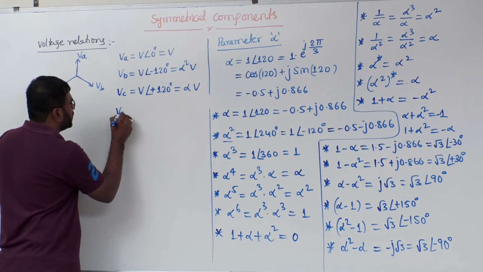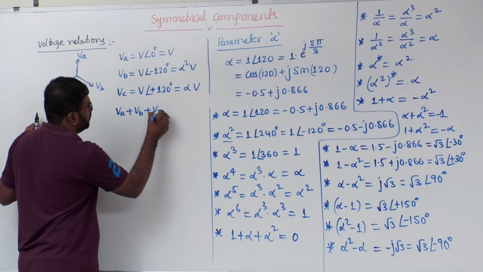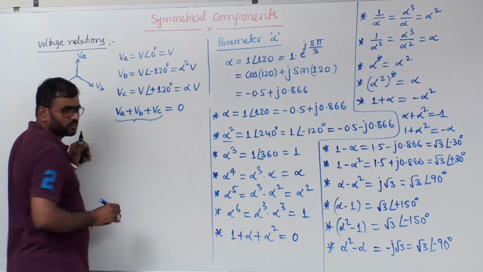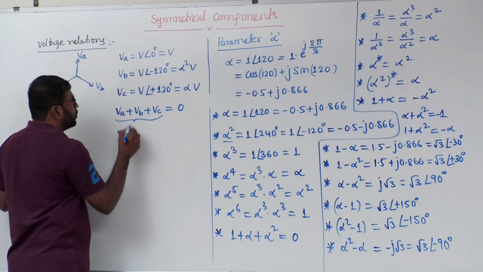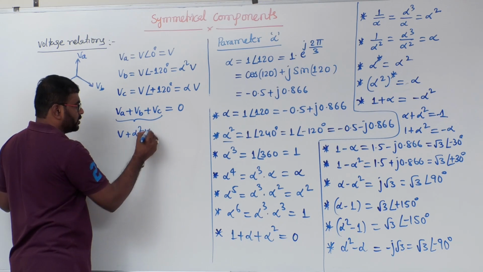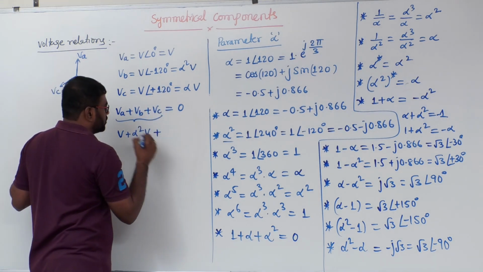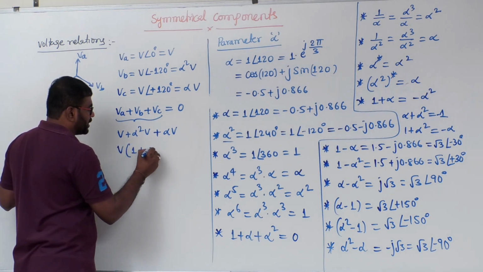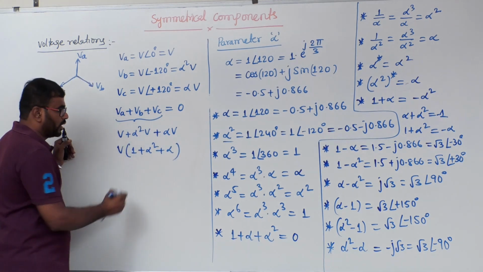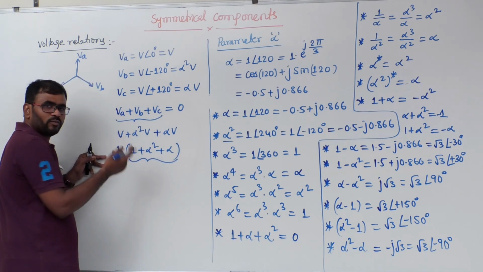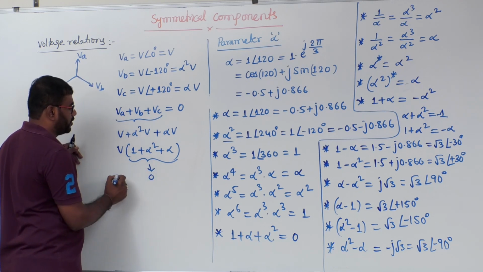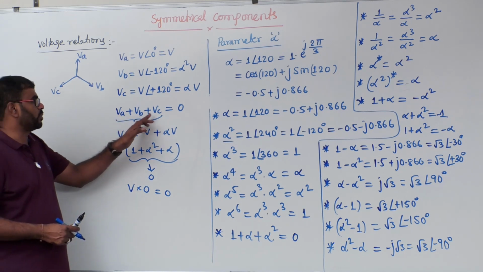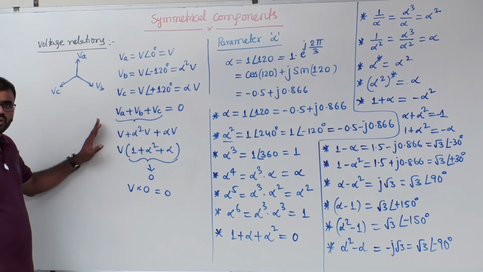Now tell me, what is VA plus VB plus VC? That is equal to 0. Why? If you have any doubt, check, sir. VA is V. VB is alpha square V. VC is alpha V. Correct or not? You take V common, what do I get? 1 plus alpha square plus alpha. What is 1 plus alpha plus alpha square? That is 0. So finally V into 0, which is equal to 0. That's why I directly write VA plus VB plus VC is equal to 0.